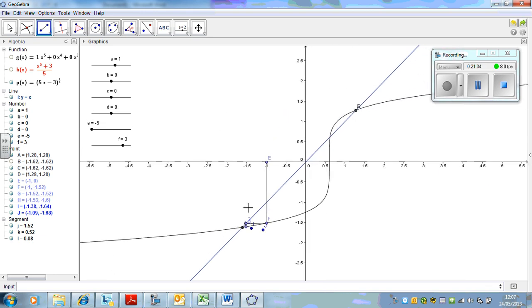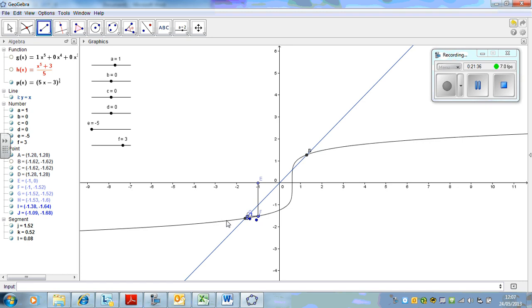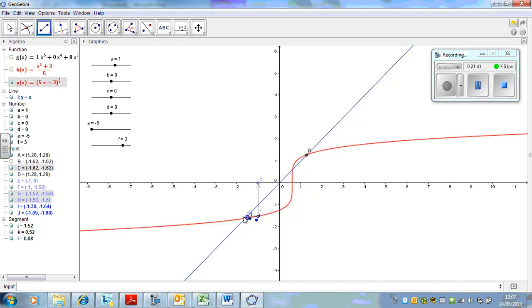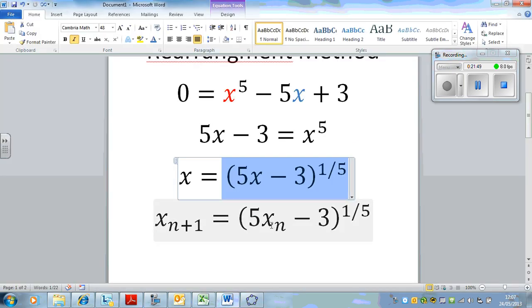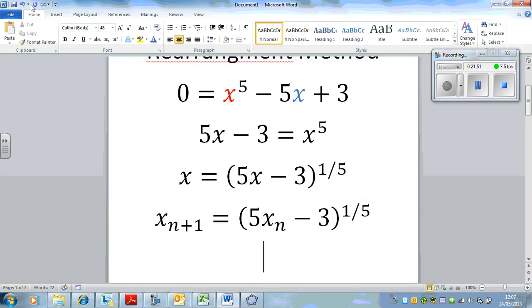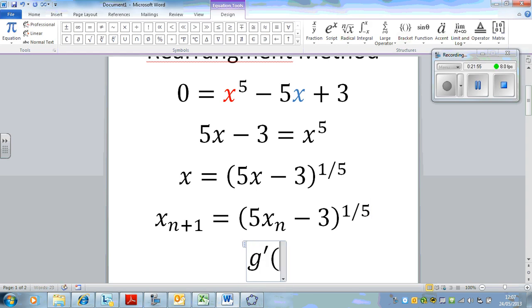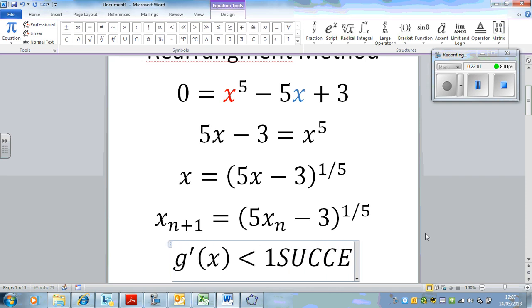Now the reason why this is, remember, is because this graph, let's color that red as well. This graph, at that point there, the gradient is shallower than the gradient of the line. The gradient is less than 1. It works because it's less than 1. So for this one, and this is what you need to write in the coursework, g dash of x is going to be less than 1. So we have success.